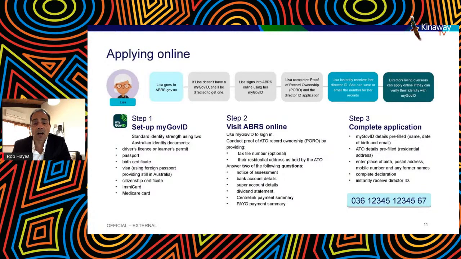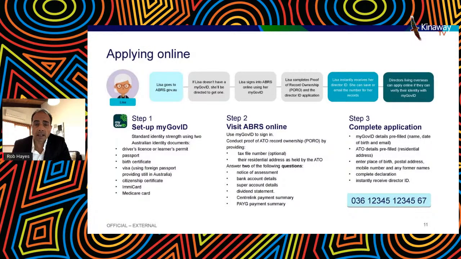It is an identity verification service which gives you access to a number of different government services through a specific identity credential. To successfully get a MyGov ID, you need to have a driver's license or a learner's permit, a passport, a birth certificate, a visa, citizenship certificate, an IMI card or a Medicare card. These are documents that help prove your identity and help prove who you are.